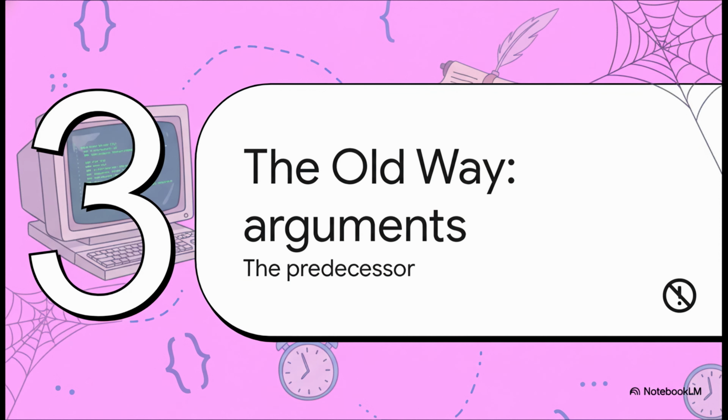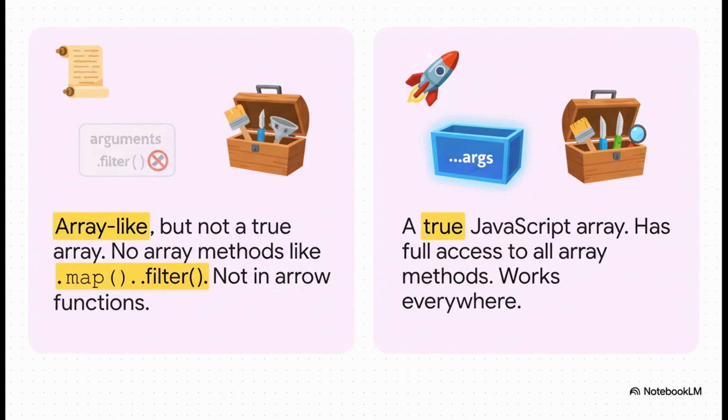To really appreciate just how amazing rest parameters are, it helps to see what we had to deal with before. If you look at older JavaScript code, you're going to see this thing called the arguments object. Oh, the arguments object. It looks like an array. It kind of acts like an array, but it's a trap. It's only array-like, which means you can't just call .map on it or .filter on it. You have to do all these weird workarounds. Plus, it doesn't even work in arrow functions. Rest parameters just fix all of that nonsense. It's a true array every time.